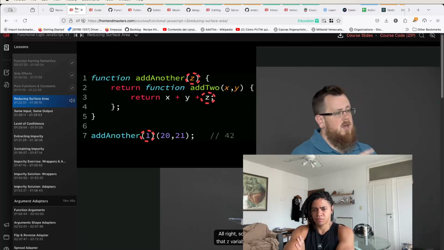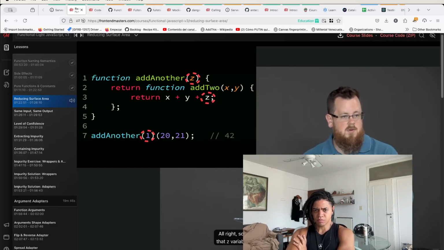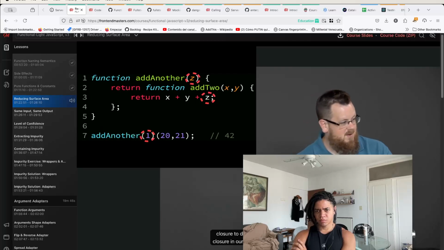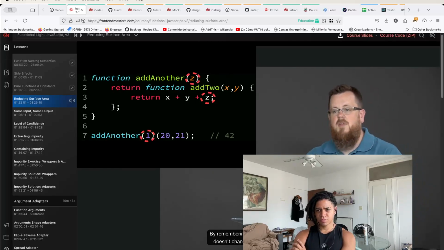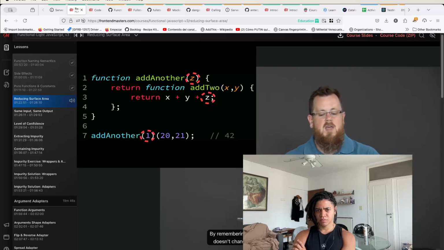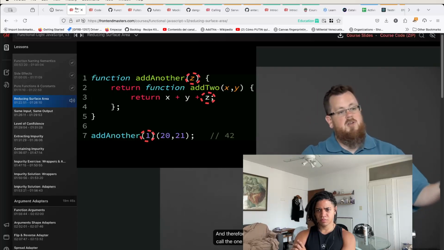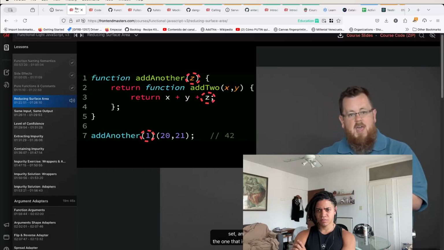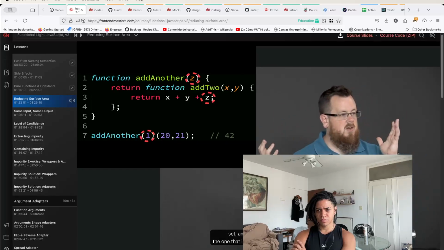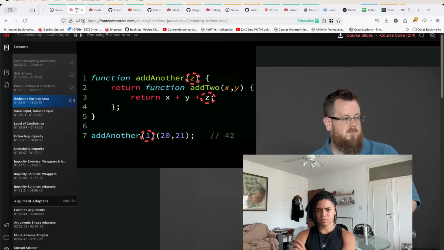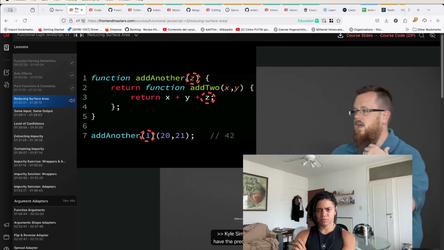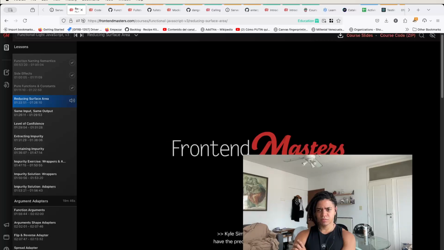All right, so our inner function using that C variable, by the way, is using closure. We're not in the closure section discussion. By remembering and using a C variable that doesn't change, it's in effect a constant, and therefore both the outer function call, the one with the first parenthesis set, and the inner function, the one that is executed with the second parenthesis set, line 7, both of those function calls are pure. That is to say, they have the predictability that we need and expect out of pure functions.